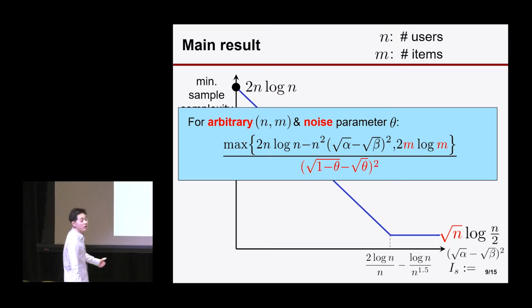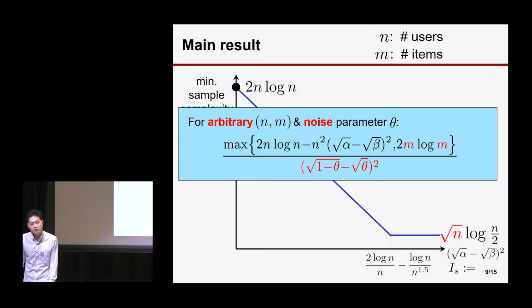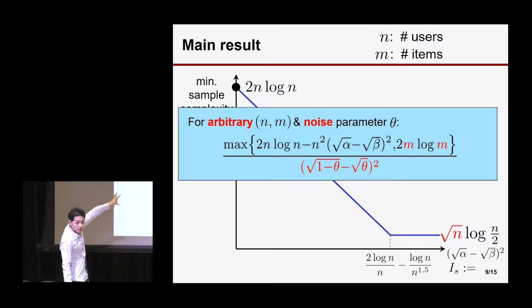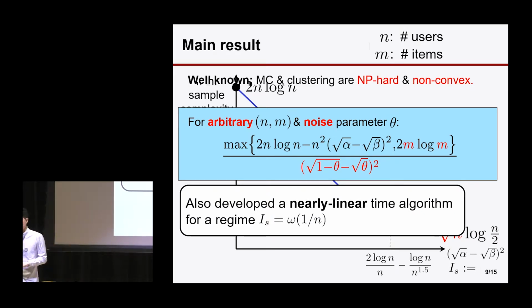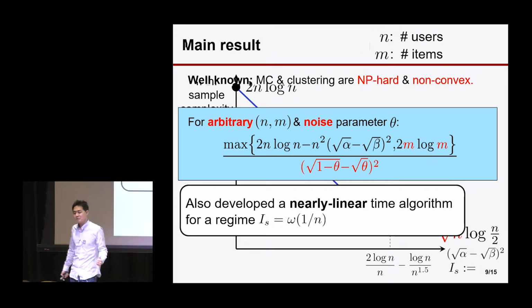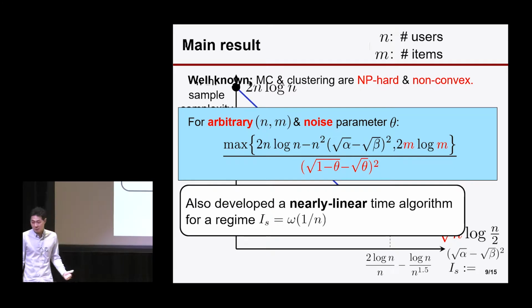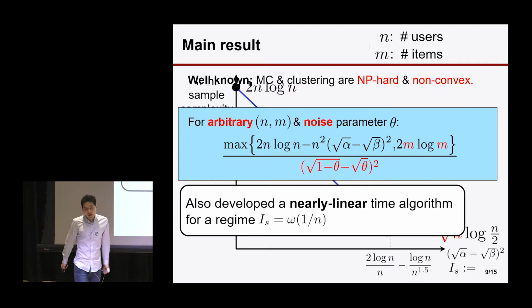And in this work, we have another contribution. We could also develop a computationally efficient, nearly linear time algorithm that can achieve this limit, but for a regime where this IS, the information of the social graph, is order-wise greater than 1 over n. Actually, this is a regime where only the weak recovery of the clustering is possible. So for the rest of the talk, I'm going to explain how our algorithm works for this regime only. Okay, that's the outline.